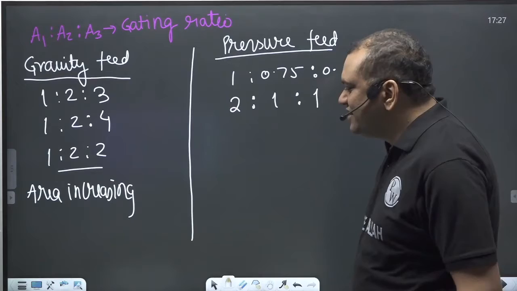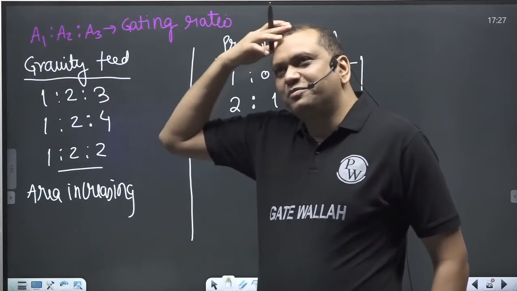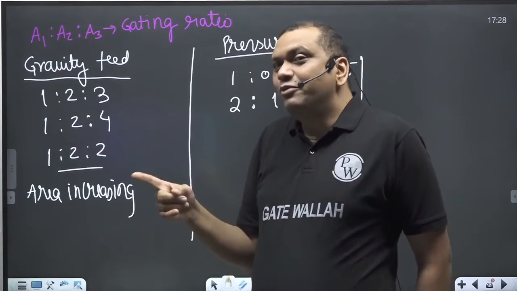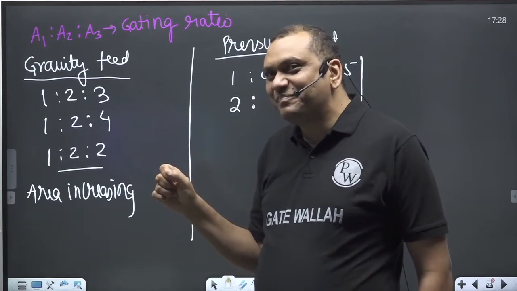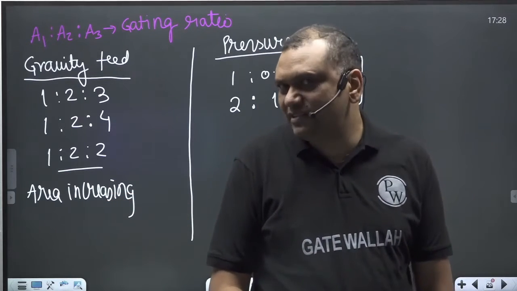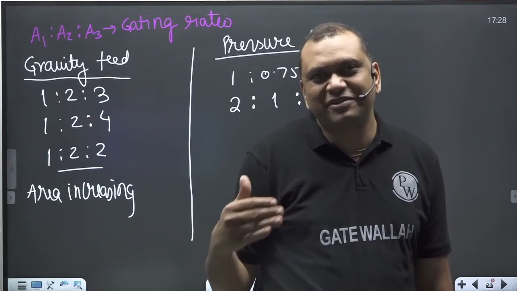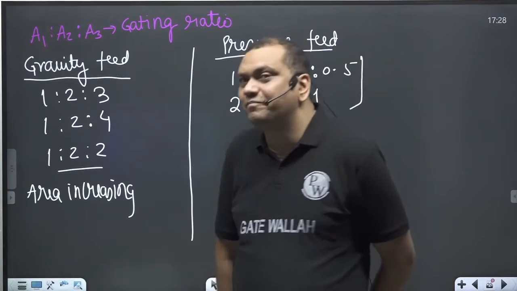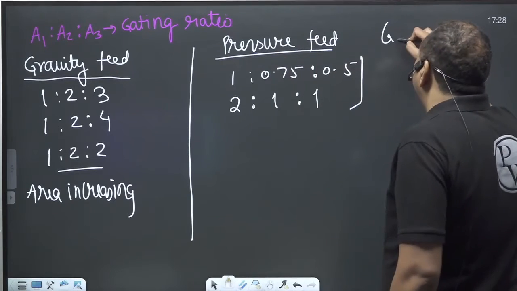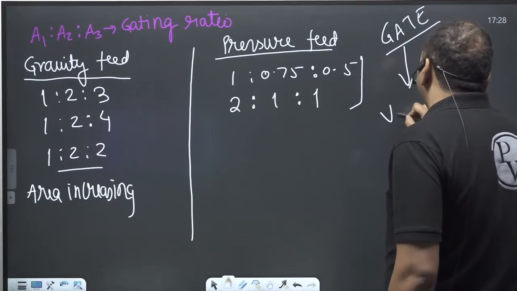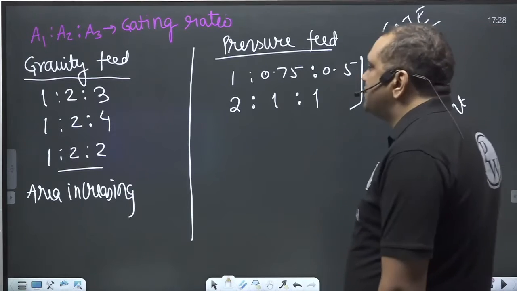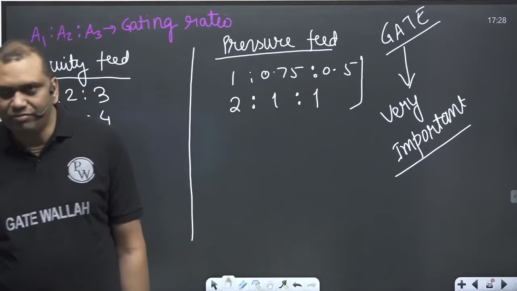Generally the question is asked in GATE in this way. Among the following options, the gravity feed system will have gating ratio A, B, C, D. You have to identify which option has increasing cross-section area. The question can be, among the following options, which is the pressure feed system? For a pressure feed system, cross-section area should decrease, because with decreasing cross-section area, velocity of liquid metal will be more. Okay, so it was very, very important for GATE.